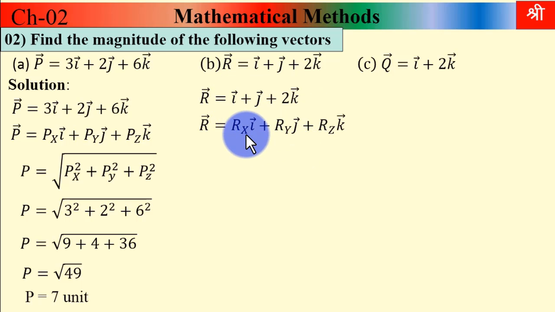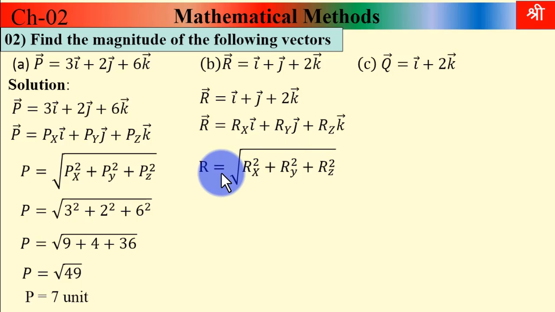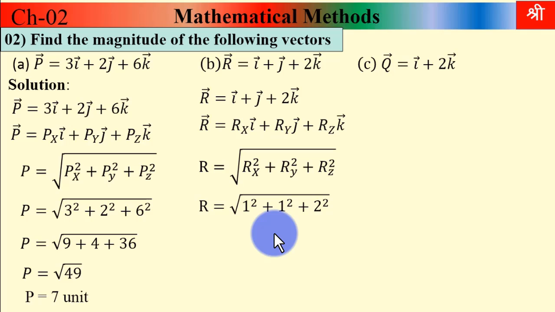Now compare these two equations. Rx equal to 1, Ry equal to 1, Rz equal to 2. The formula is the same. The magnitude of the resultant vector is given by square root of Rx square plus Ry square plus Rz square. Keep these values: 1 square plus 1 square plus 2 square under root. So we get 1 plus 1 plus 4. 2 square is 4. Add this.